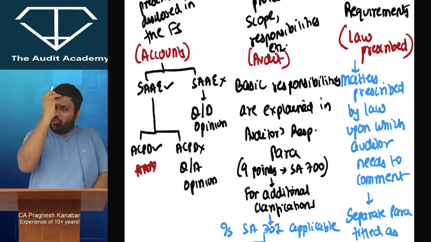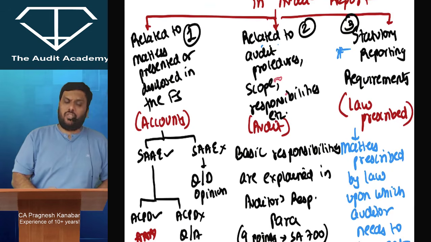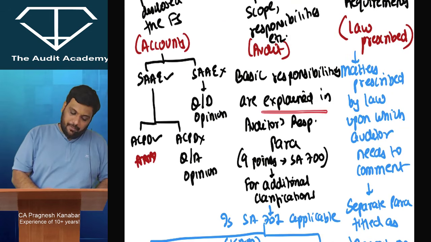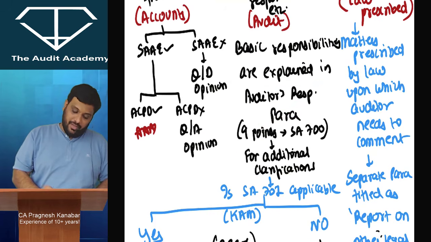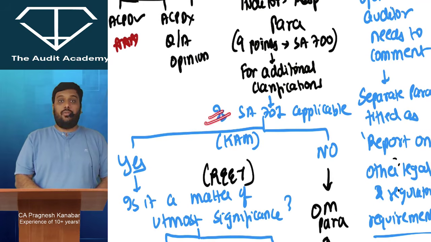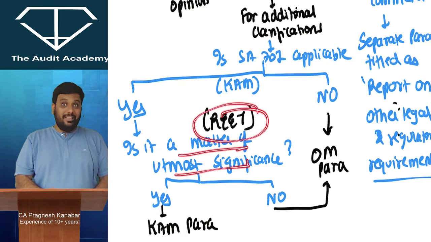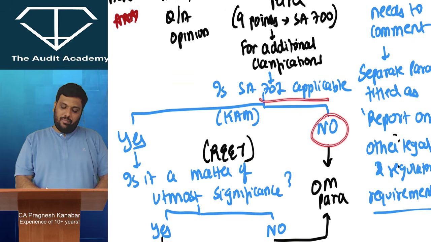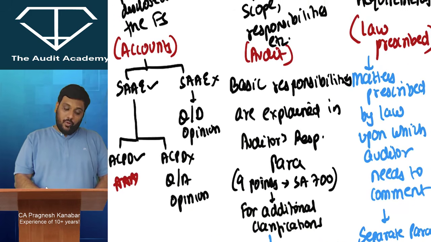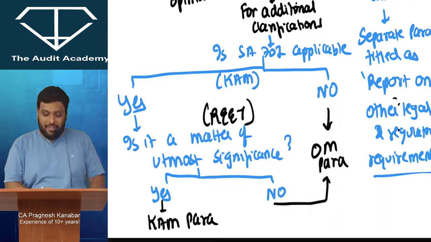See, this chart, if you think as per this chart, no one can defeat you in exams. So when it comes to audit procedure, scope and responsibilities, basic responsibilities are explained in auditor's responsibility paragraph. For additional clarifications, we have to check whether SA 701 is applicable. SA 701, key audit matters. Is it a matter of utmost significance? Yes? Then key audit matter. However, if SA 701 is not applicable, and you want to write about audit, and it is not getting covered in auditor's responsibility paragraph, then there is only one paragraph left now, other matter paragraph.